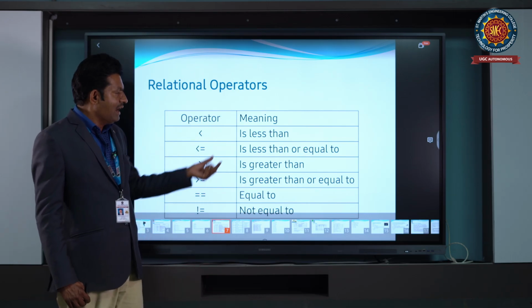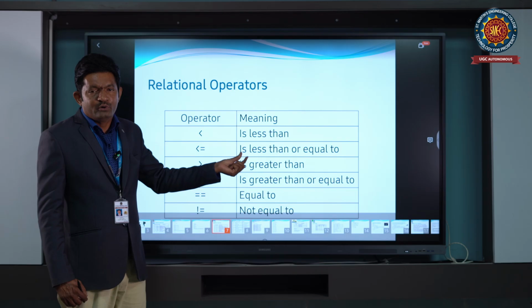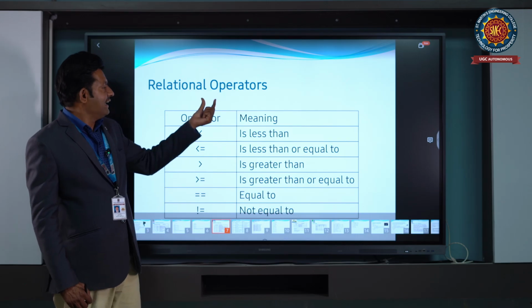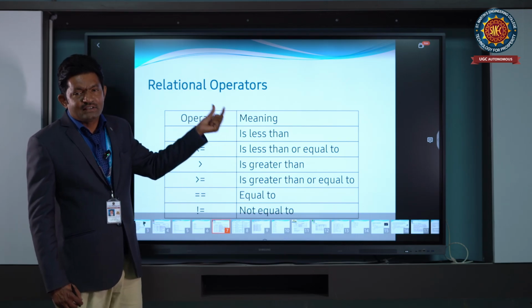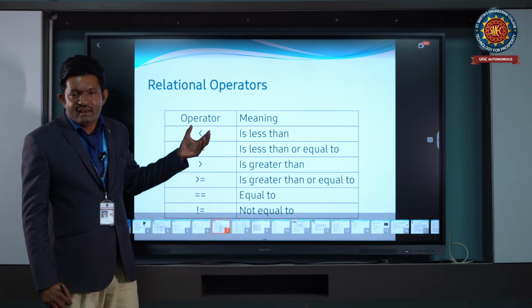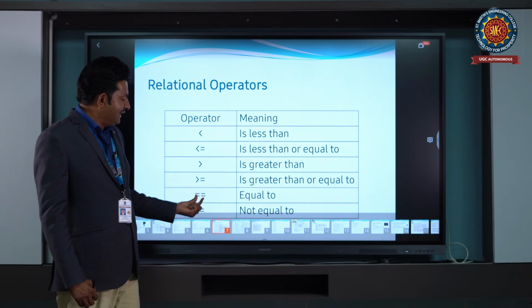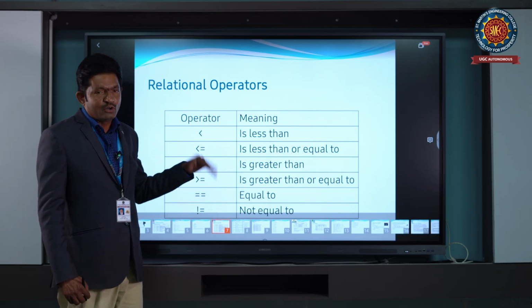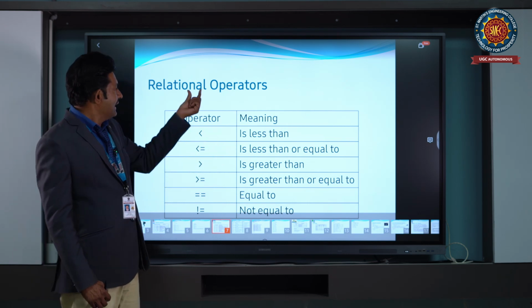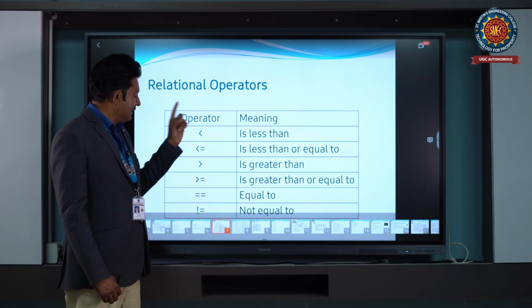An operator is a special symbol, and here we have the meaning of the operator. So less than, less than or equal to, greater than, greater than or equal to, not equal to. These are the relational operators available in C. Equal to means double equal to, it is a logical equal to. You know that in the expression y is equal to mx plus c, we are using a single equal to, but in relational operators we have to use double equal to. It is about relational operators.